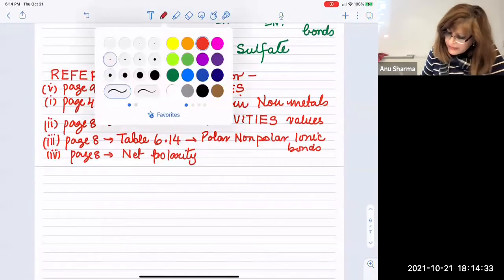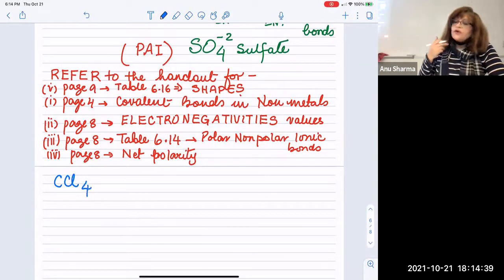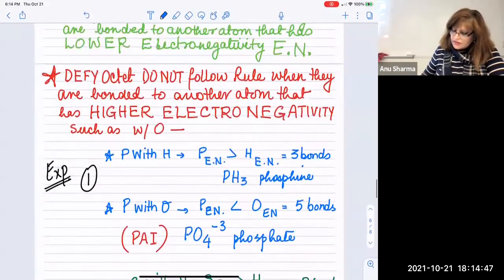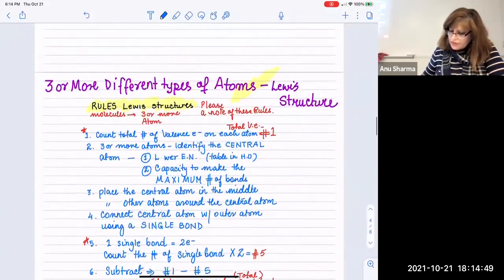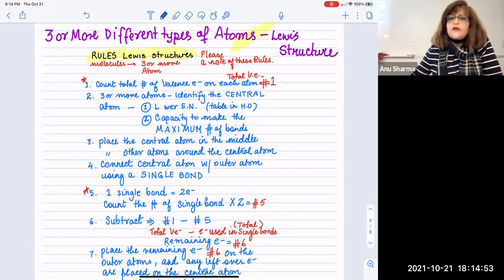Let's start making some of the molecules, the Lewis structure of carbon tetrachloride. So there is 1 carbon and 4 chlorines. Here are the rules, and like I said, you should write these down. Number 1: always start with counting the total number of valence electrons.